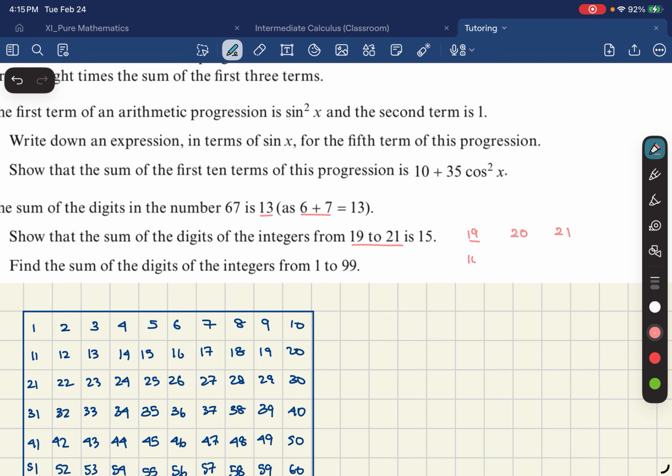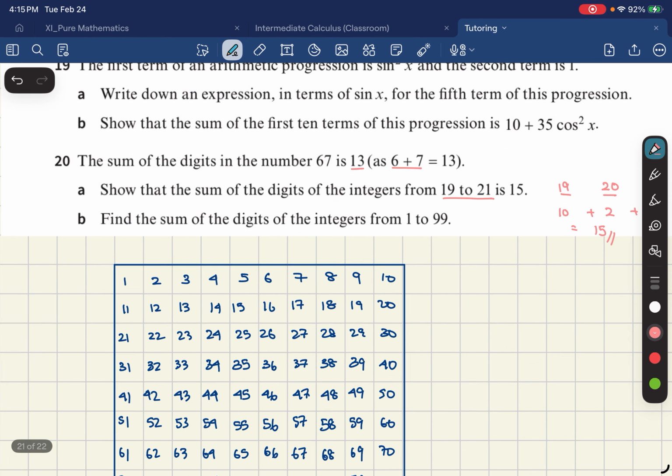So 1 plus 9, that is 10. 2 plus 0, that is 2. 2 plus 1 is 3. And 10 plus 2 plus 3, that is 15. Alright, so it says, find the sum of the digits of the integers from 1 to 99.